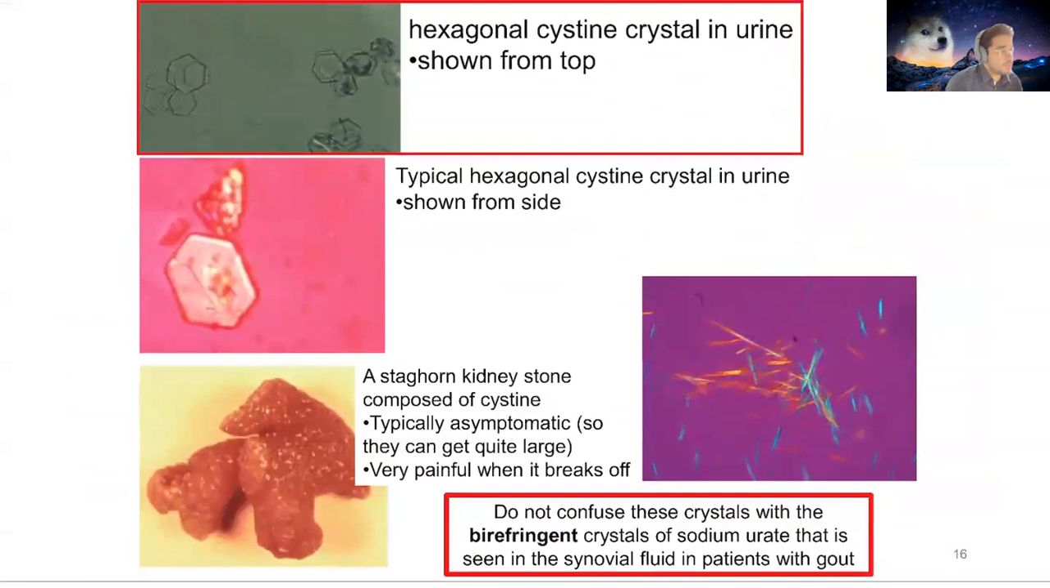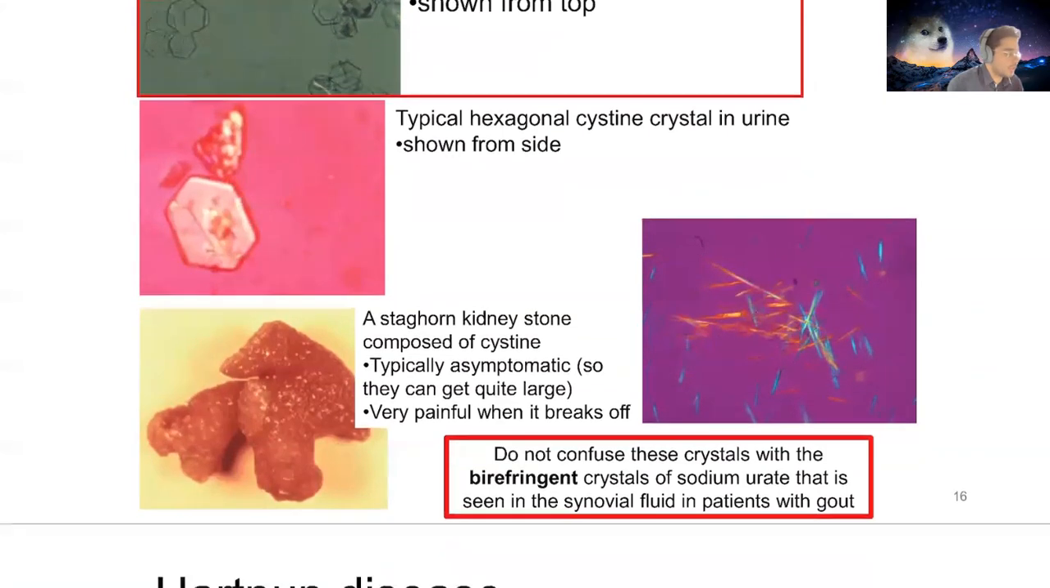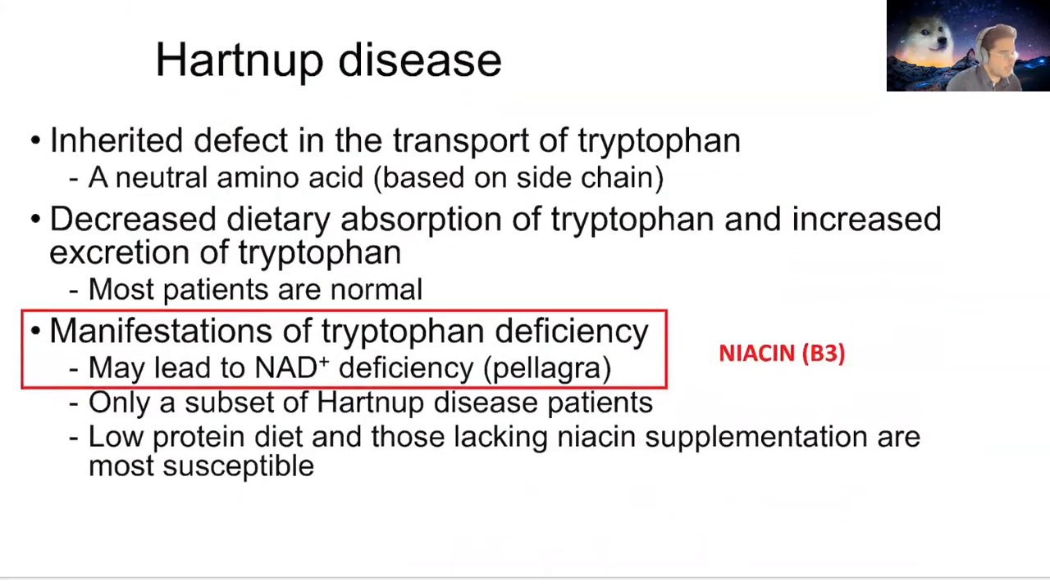Okay, cystine, right? It's hexagonal, right? It's a buzzword. If you think hexagonal crystals, buzzword for cystine stones. Whereas gout, right? Those are the spindly ones. So if it has birefringence, it's gout, okay? It's urate, it's uric acid. Just keep those two concepts separated.